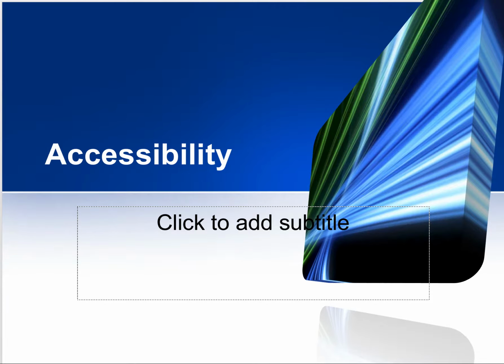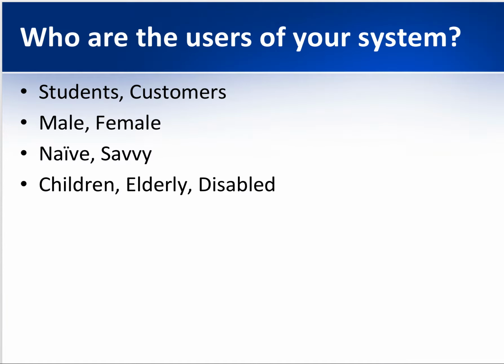Today's topic is on accessibility. As we've spoken about, it's very important to know who your users are. Are they students? Are they customers? Are they male, female, naive, savvy? Like, are they experts at the system or newbies? And are they children? Are they elderly? And are they disabled?